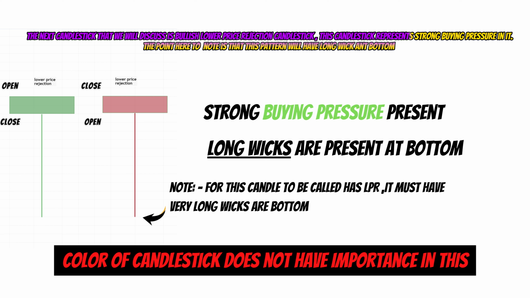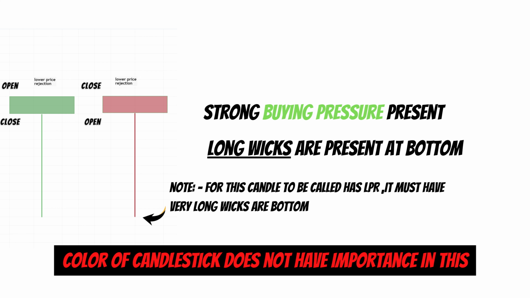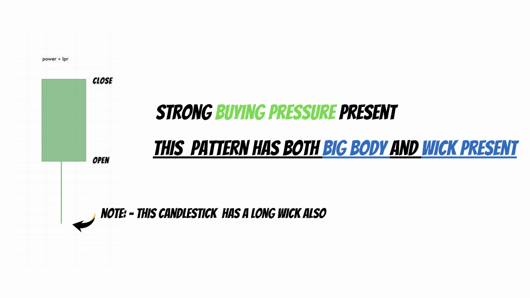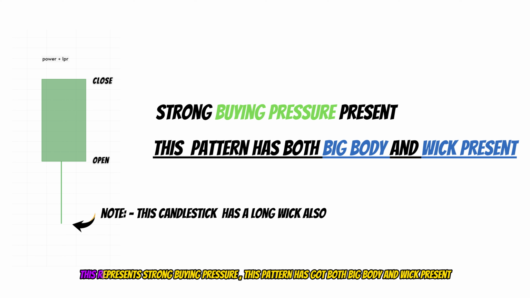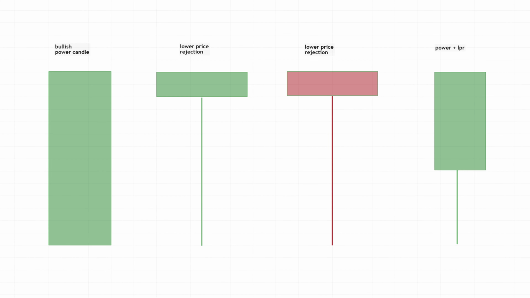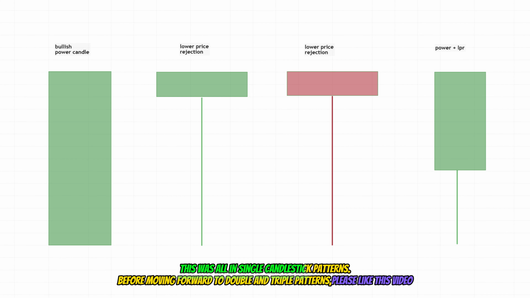The next candlestick that we will discuss is the bullish lower price rejection candlestick. This candlestick represents strong buying pressure. The point to note here is that this pattern will have a long wick at the bottom. Color of the candlestick does not matter. The last single pattern in bullish candlestick is power plus LPR. This represents strong buying pressure. This pattern has both a big body and a wick present. This was all in single candlestick patterns.